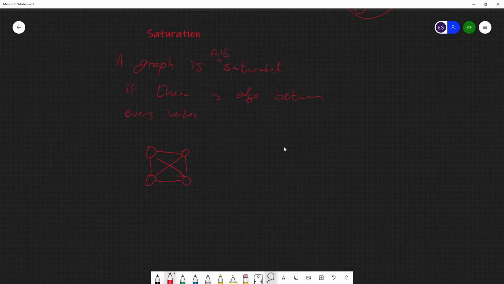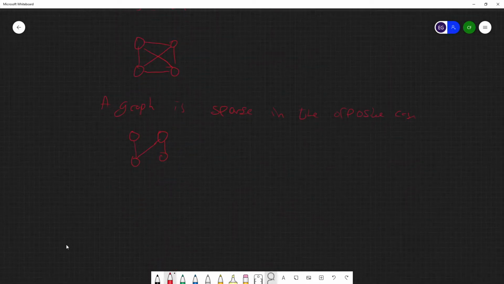Alternatively, you have a sparse graph. So a graph is sparse in the opposite case. I'll use it in the opposite case rather than rewrite the whole thing, but with a single word different. So if we had this, this, this, and this, that is a sparse graph. It's a scale. Most graphs are somewhere in between sparse and saturated.